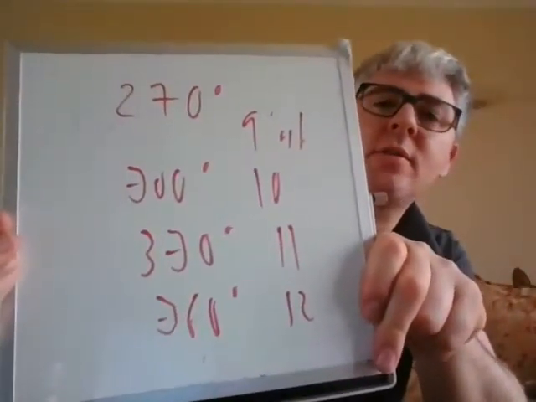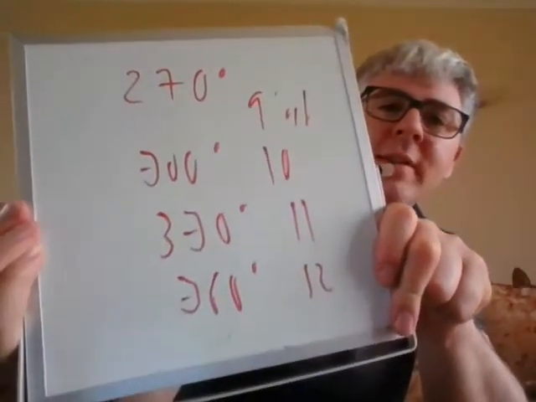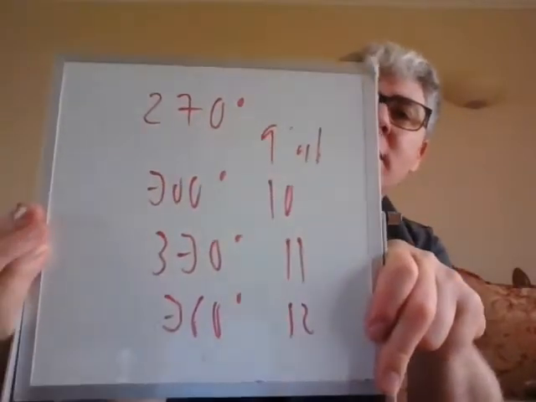So 270 degrees was 9 o'clock. 300 degrees was 10 o'clock. 330 degrees is 11 o'clock, and 360 degrees is 12 o'clock. So that's how I used to help, and how I used to solve these problems, if you like.